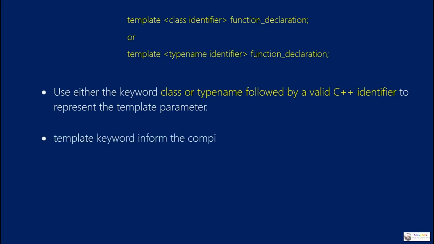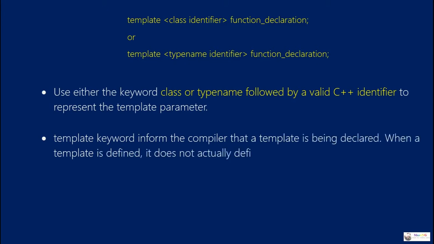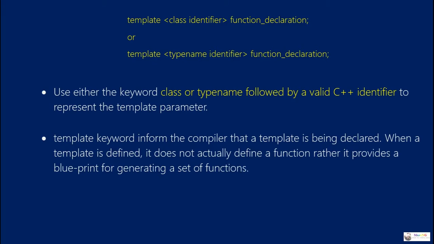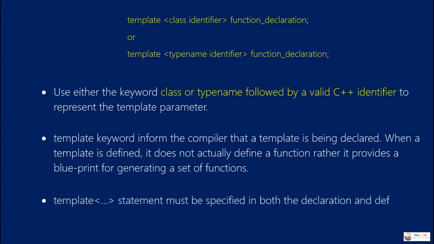Template keyword informs the compiler that a template is being declared. When a template is defined, it does not actually define a function. Rather, it provides a blueprint for generating a set of functions. Template statement must be specified in both the declaration and definition of the function template.